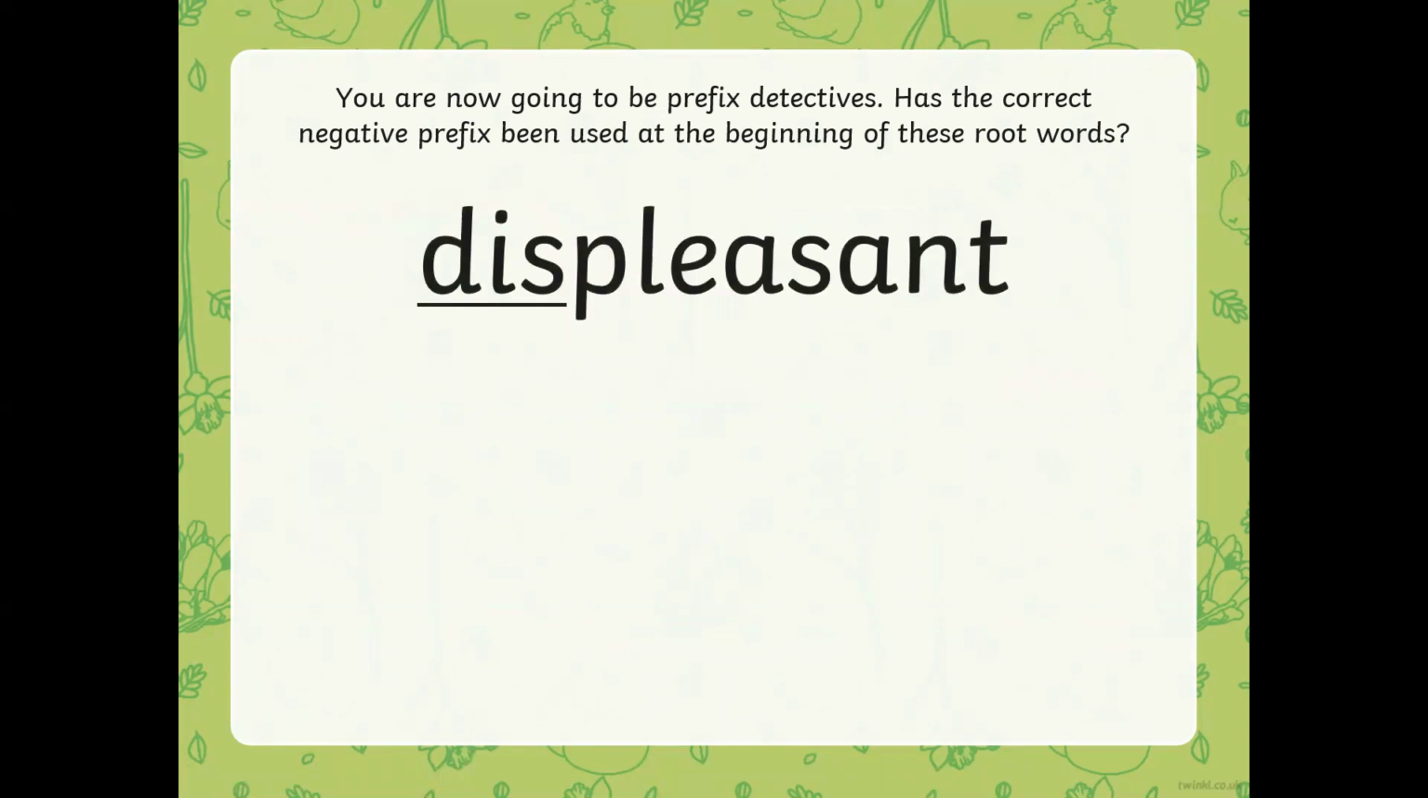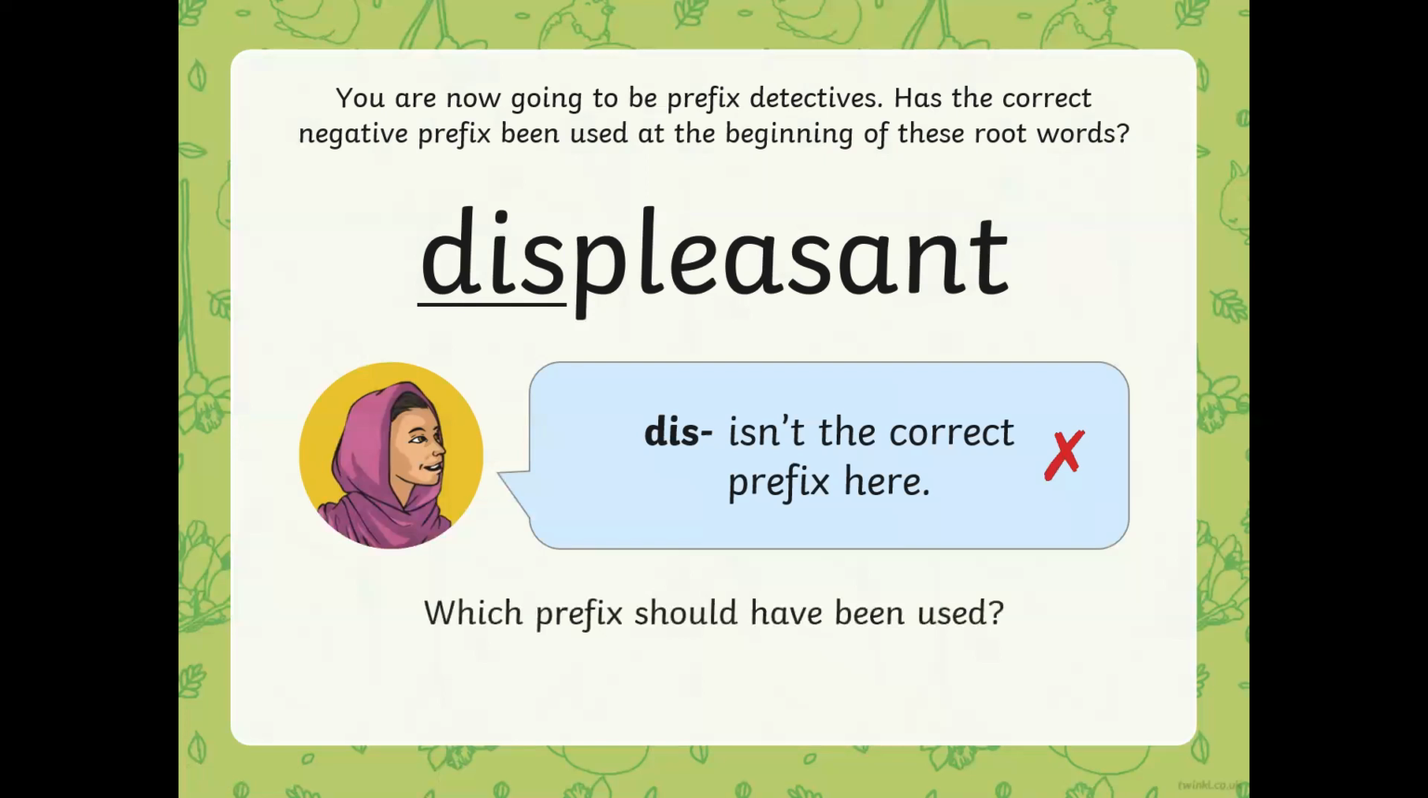Now, displeasant. Displeasant. Does that make sense? No, it doesn't, okay? The correct prefix that you should have used is unpleasant. It was unpleasant, not displeasant, but unpleasant, okay? That means something is not very nice. It's unpleasant.